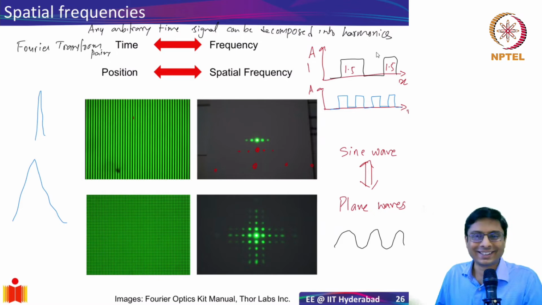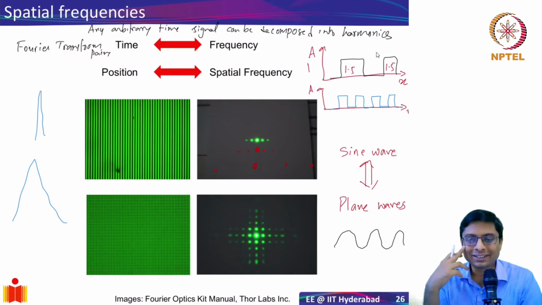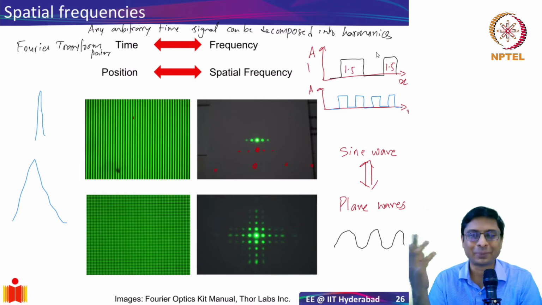How do we see these frequencies? Well, if you look at regular electronics, in an oscilloscope you see the time signal, right? And the oscilloscope also has a feature to actually calculate the frequencies. But in the case of optics, it's actually a little bit easier. We don't need to do any sophisticated processing.